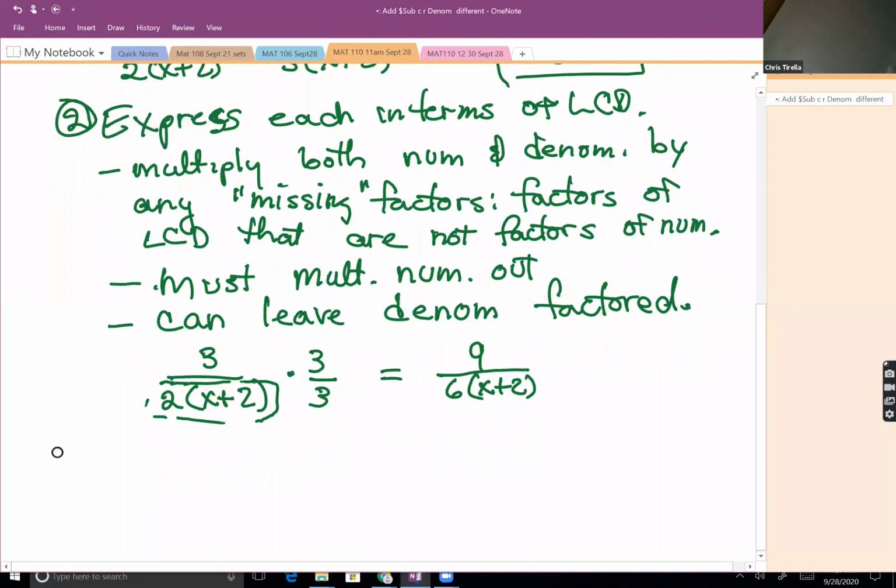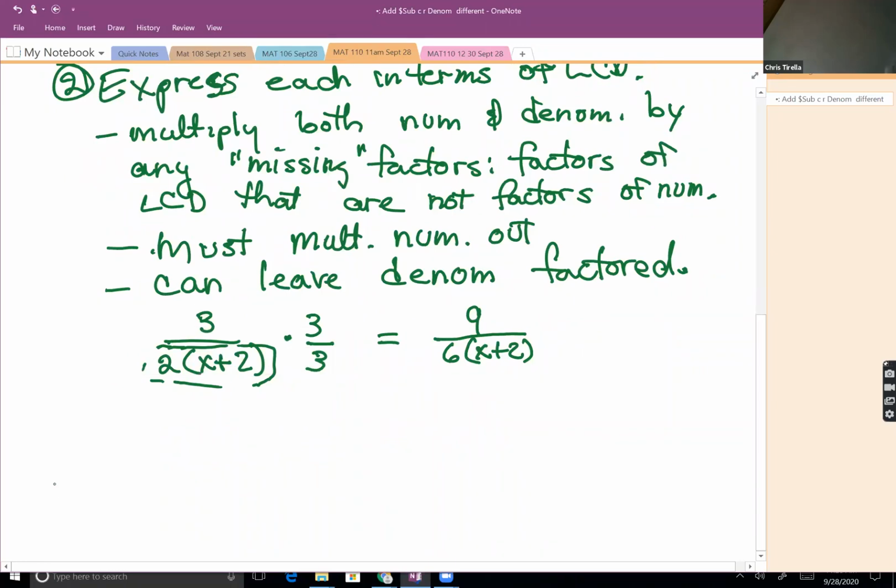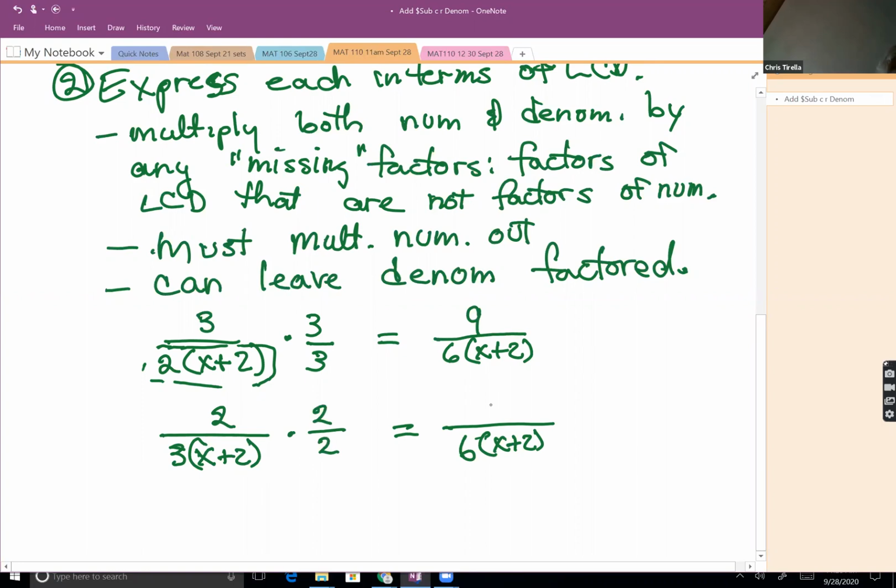In the same way, our second fraction was 2 over 3 times x plus 2. And I want to get that denominator of 6 times x plus 2. So what do I need to multiply this denominator by to get it? 2. That becomes 4 over 6 times x plus 2. Again, we're multiplying numerator and denominator by the same thing because what we're really doing is multiplying by the number 1. We're not changing what it equals, just what it looks like.